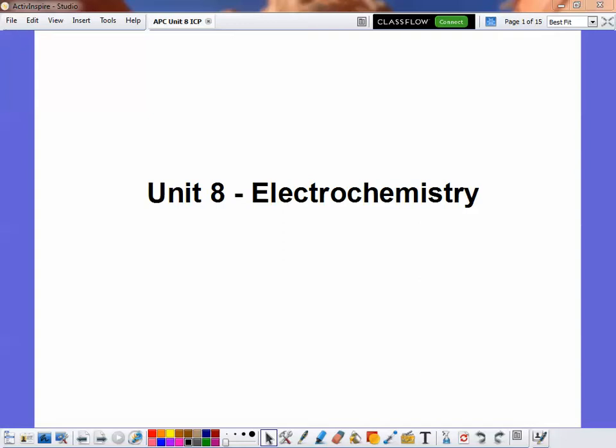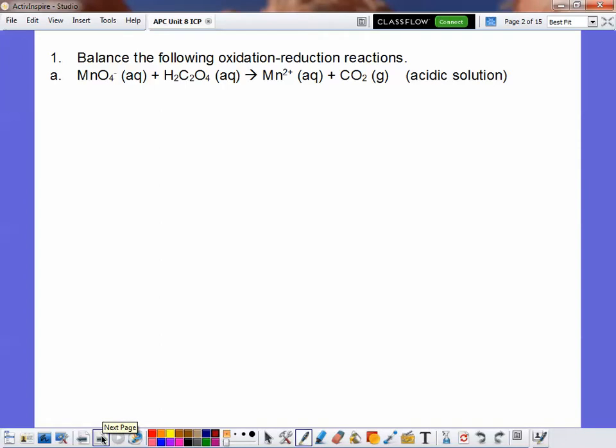All right, so looking at our first example, we have this reaction, and we need to know if it's in acidic or basic. This first one is in acidic. So, if you recall, what is our first step in balancing this redox reaction? Split them into the two half reactions. What would one of our half reactions look like? MnO4 minus to Mn2 plus. And then our second half reaction looks like what?